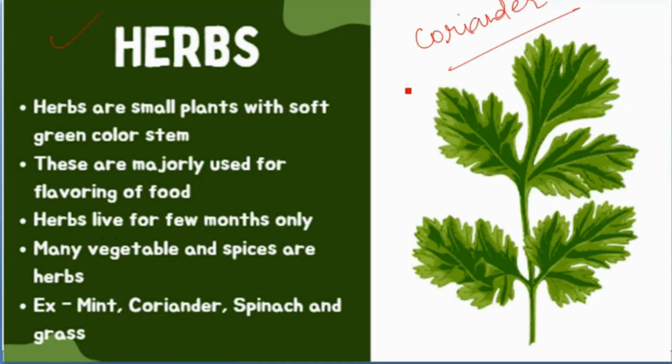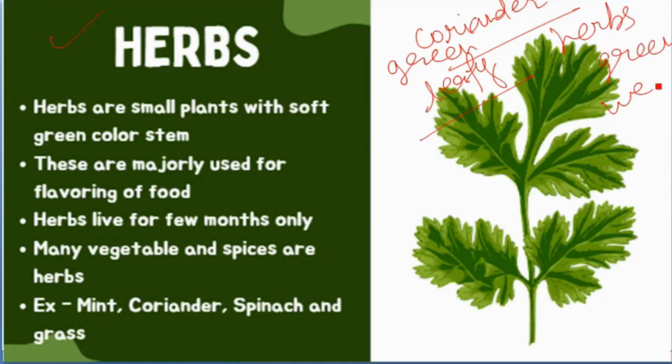So the green leafy vegetables are herbs. They have green and weak stem and they are very short in height, like coriander, mint, spinach and grass. And herbs also have medicinal use.